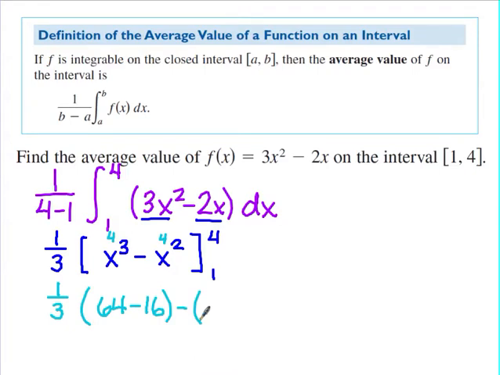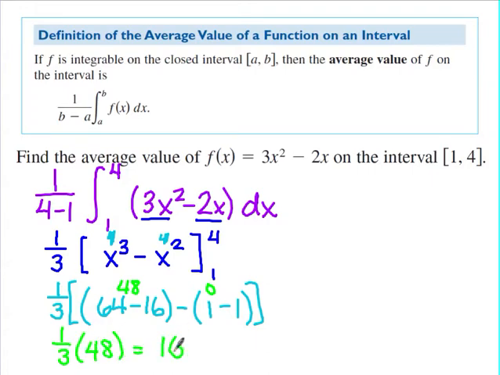And then remember what I did then is plugged in 1. Okay, biggest thing, remember you need to subtract between the two. So now I'm going to plug 1 in. So I've got 1 cubed minus 1 squared. And I'm going to take 1/3 times what that is. So what is 64 minus 16? 48. Minus 1 is 0. So really what I'm taking is 1/3 of 48, which is 16. So the average value is basically 16.